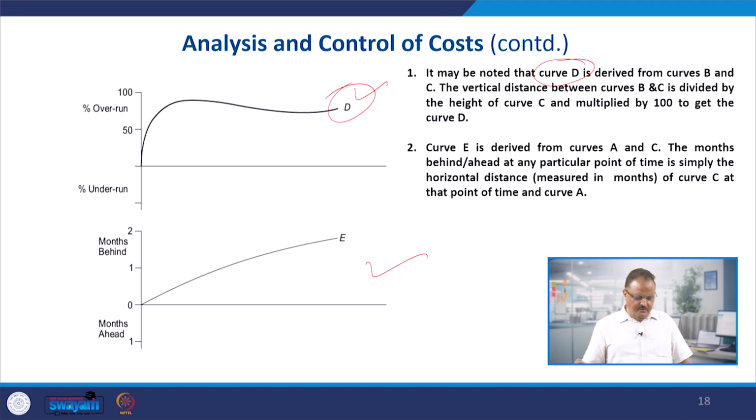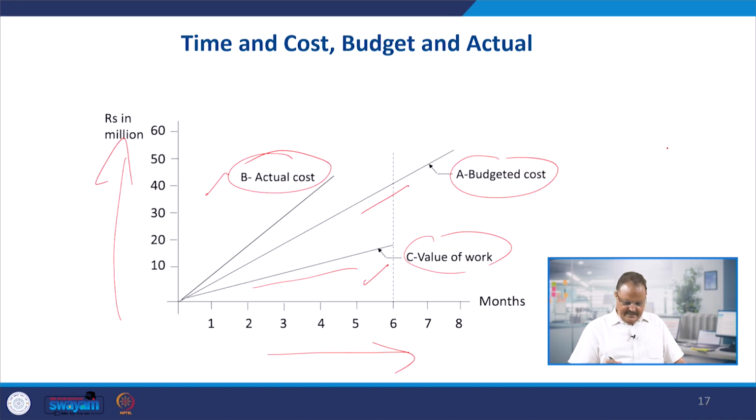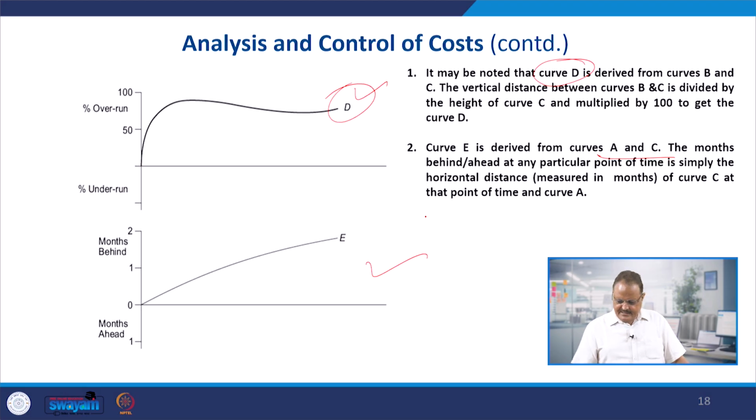So both the overruns are there, cost overrun is also there, time overrun is also there. And for calculating the time overrun, you can see that curve E is derived from curves A and C, right? The curves A and C are here. So C is most important for both the situations, A and C. The months behind or ahead at any particular point of time is simply the horizontal distance of curve C at that point of time and curve A.